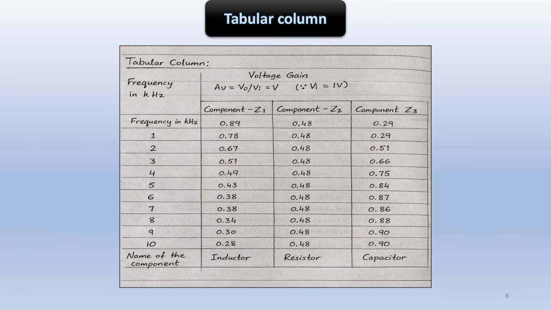Coming to the tabular column, here you have varied the frequency from 1 kilohertz to 10 kilohertz and noted down the respective voltage gain. So we know from the theory that if the voltage gain is directly proportional to the frequency, it can be called a capacitor. If the voltage gain reduces, you can see here 0.89, it is inversely proportional to frequency, that is an inductor. Here 0.48 doesn't depend on the frequency, it is independent of frequency, that is a resistor.